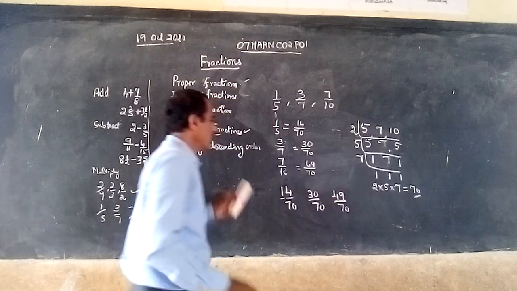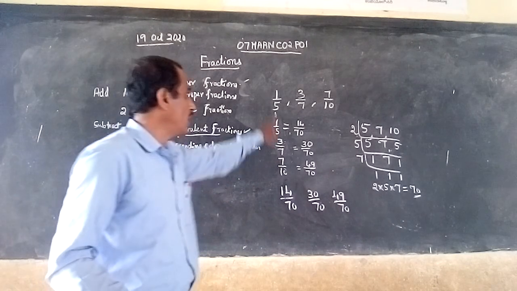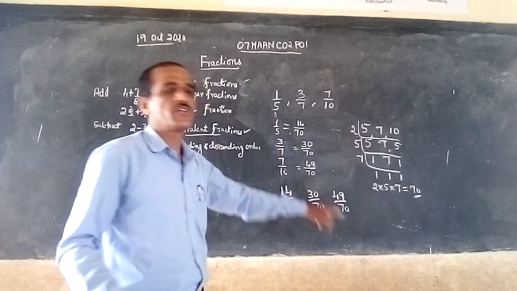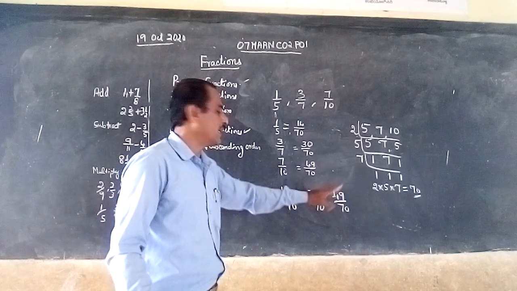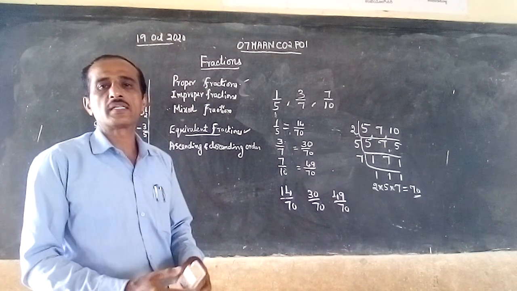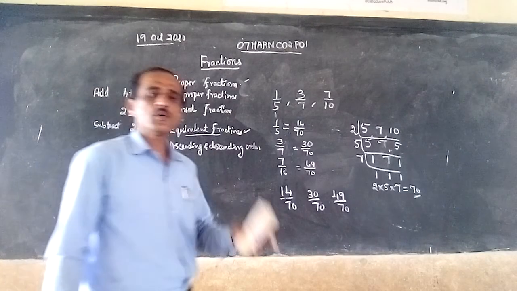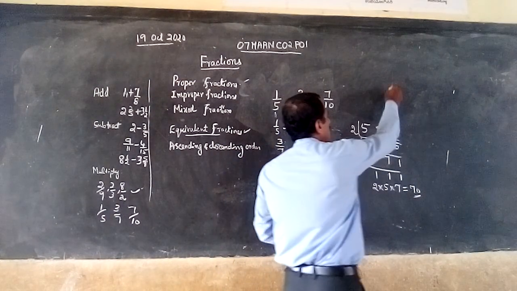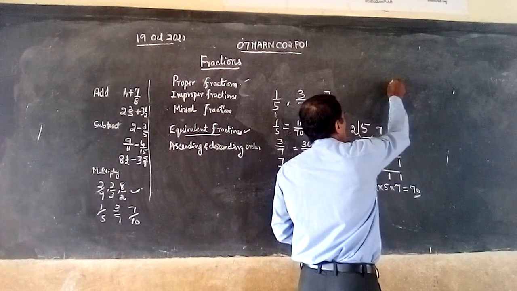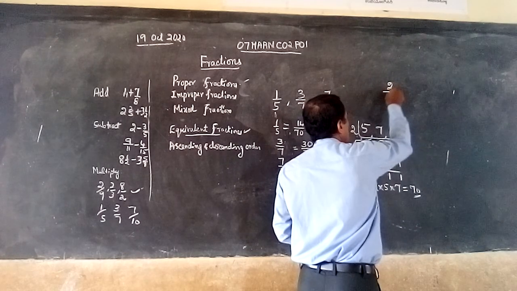Look here, now you got the equivalent fractions having the same denominator. Now we can identify which is smaller and which is greater. Now how to identify which is smaller and greater? Just one example I will say. See, if you write like this, what is the meaning of this?